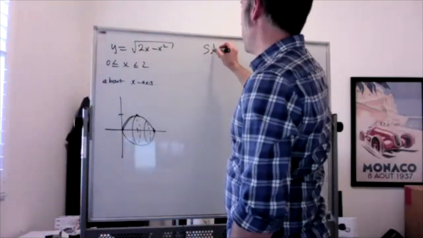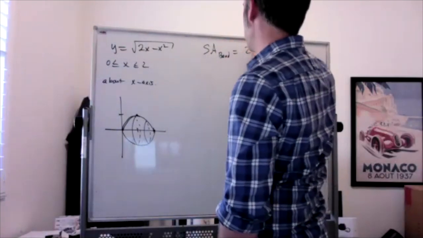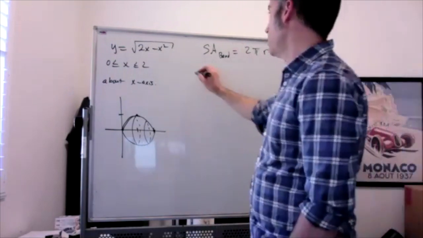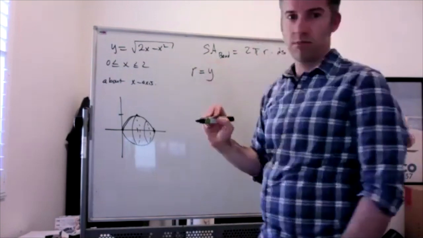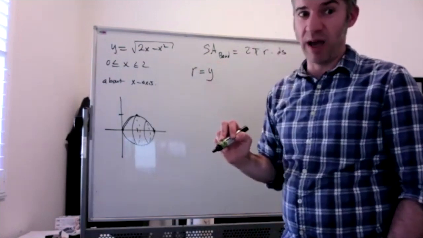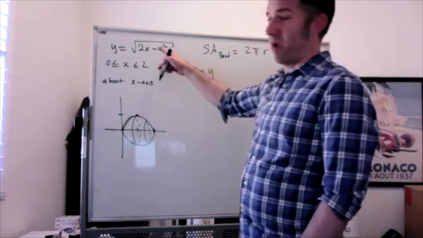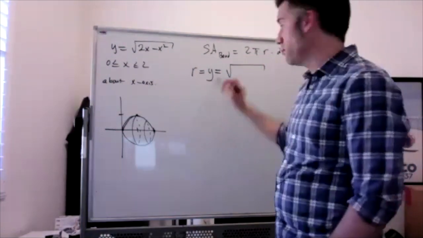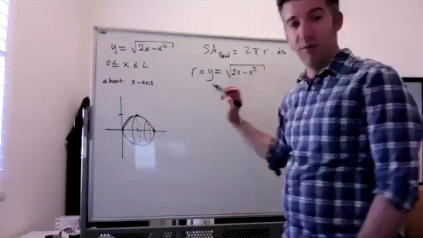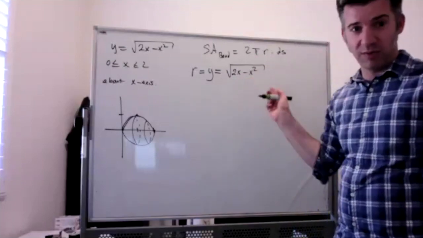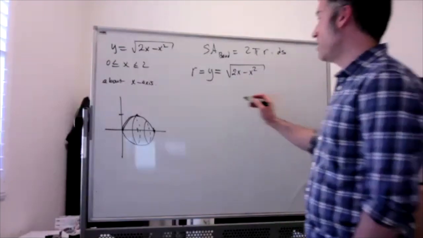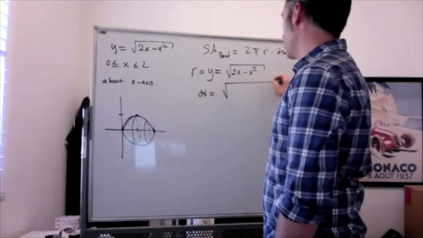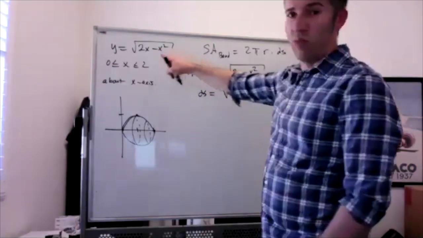So the surface area of my band is going to be 2 pi r ds. The radius, just like in the previous problem, the radius is y. But I don't want to do things in terms of y, right? Because I don't want to write x as a function of y. So I'm going to call an audible and say the radius is instead what y is equal to, which is the square root of 2x squared. So then my ds is the square root of 1 plus the derivative of this square.